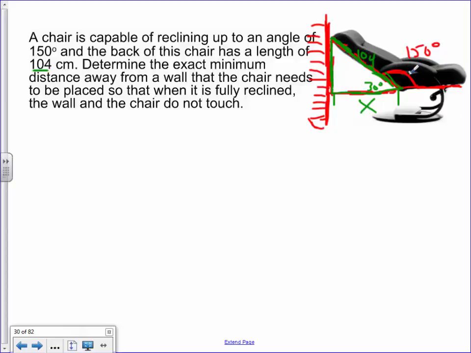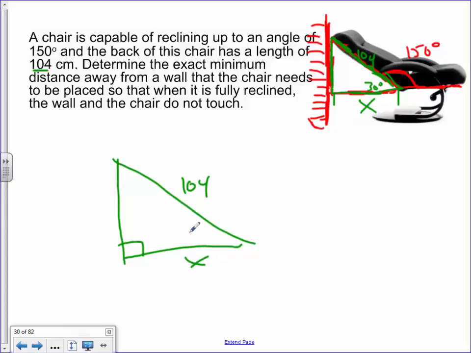Does that make sense? Okay, I'm just going to redraw the triangle down here then. So here we got a triangle. This is 104. This is X. This is 30.